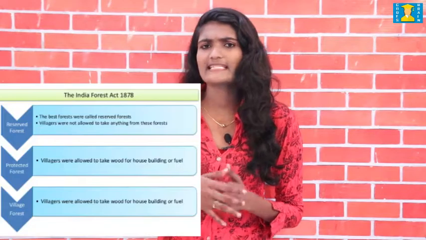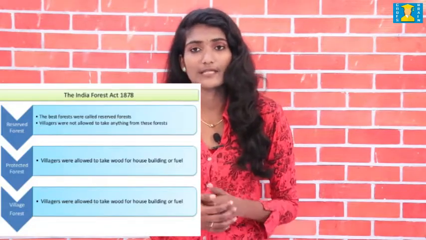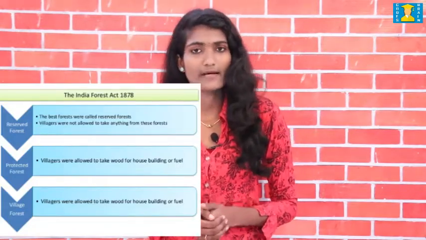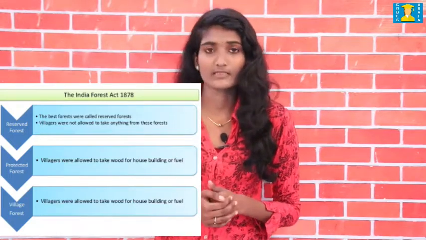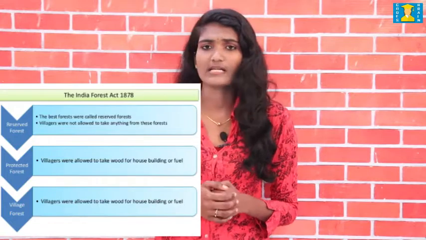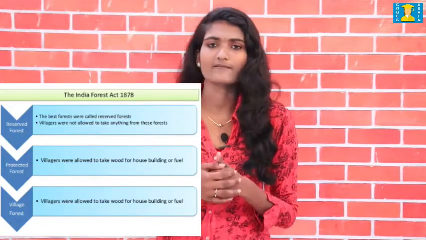The Indian Forest Act was amended twice, once in 1878 and then in 1927. The 1878 Act divided forest into three categories: reserved, protected and village forest. People used to take food, medicines, firewood and many other raw materials from the forest.